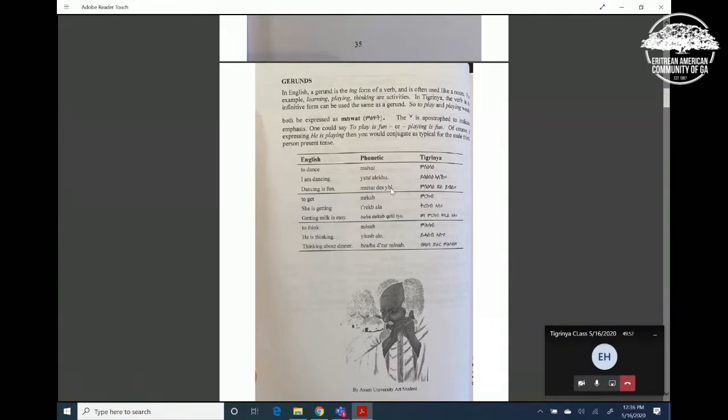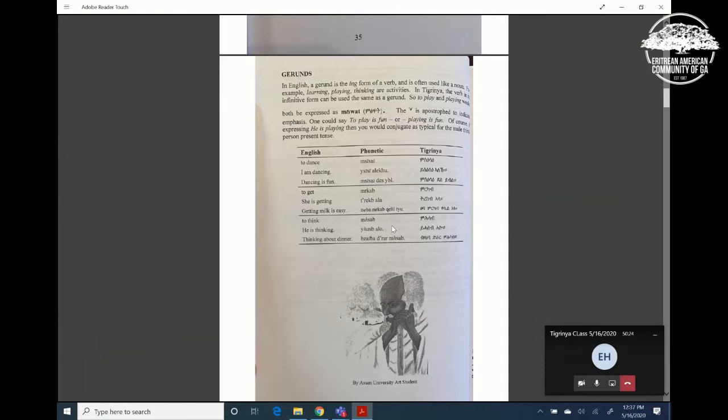So you use the infinitive to dance, and you just say is fun. So the same thing here. For getting, we're going to say getting milk is easy. To get is markab. Now we can also say getting milk is easy. It's about markab qalil EU. Milk getting easy is. That's a direct translation.